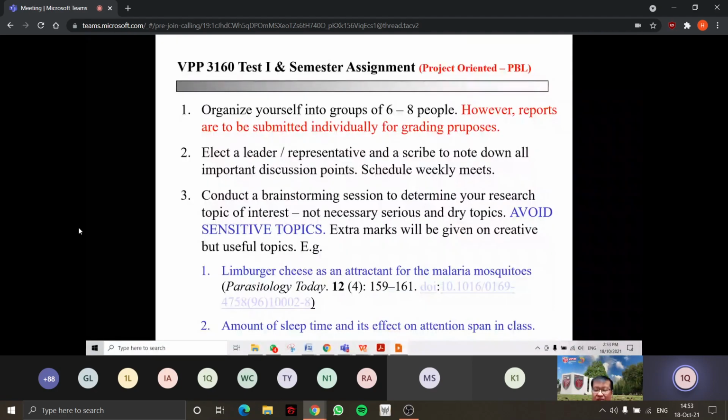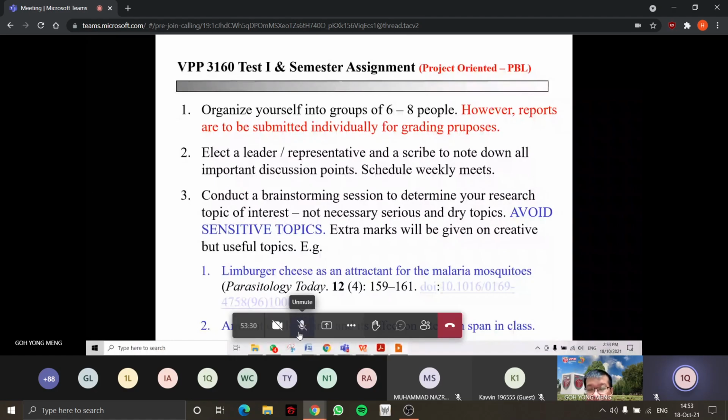Okay, organize yourself into groups of 6 to 8 people. Okay, not those 6 to 8 people. Organize yourself according to the last digit of your matric number. So maybe the class rep can help to organize this. I would prefer, not necessarily 6 to 8 people. You organize yourself by the last digit of your matric number. So then you're going to have those ending with zero, those ending with 1, those ending with 2, 3, 4, 5, 6, 7, 8, 9.